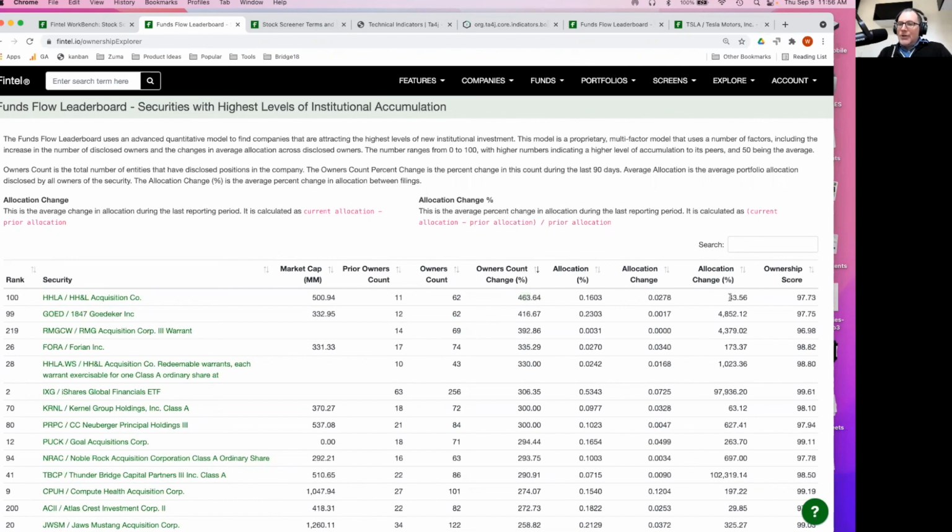But the allocation change is actually pretty low. It's 43%, and the percentile rank might be 30%. If you took the 99% and the 33% and averaged the percentiles, you would get the ownership score. That's consistent: this ownership score of 97% is consistent with one factor being really high and the other being maybe 75%.